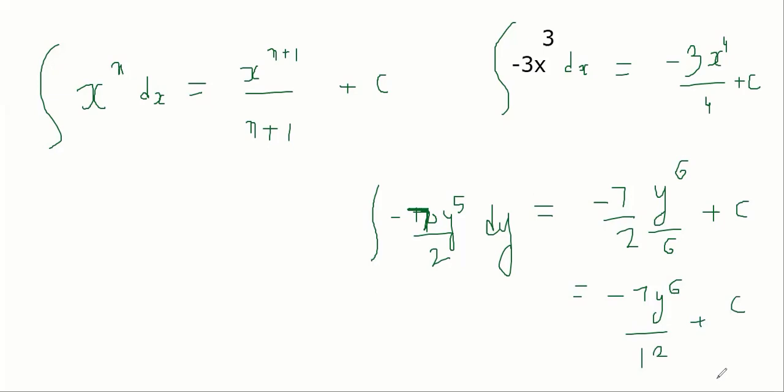That's it. Integration of x to the power n dx is x to the power n plus 1 divided by n plus 1. That's it. Is everyone okay on this? Please write CC or ask me your doubt. Clear?